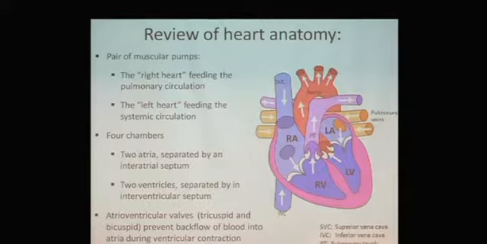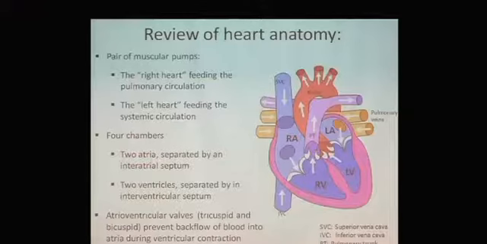And then you'll remember too that there are valves that control the backflow of the blood. So there's a valve between the right atrium and the right ventricle. That's the tricuspid valve. And there's a valve between the right ventricle and the pulmonary artery. That's the pulmonic valve. Right? So those are preventing blood from going back from whence they came. Right? You don't want the blood to backflow into its source.